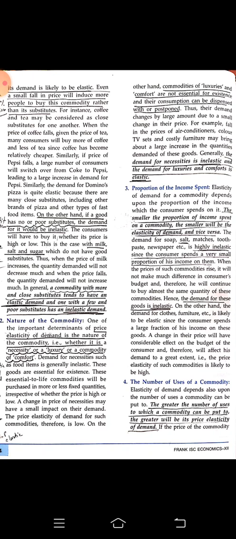Okay, next number 4, the number of uses of a commodity. Here they are talking about the alternative uses of that commodity. The greater the number of uses to which the commodity can be put, the greater will be the price elasticity of demand. If a commodity has multiple uses, like electricity, it will be highly elastic. And the commodities which do not have so many alternative uses will be less elastic.